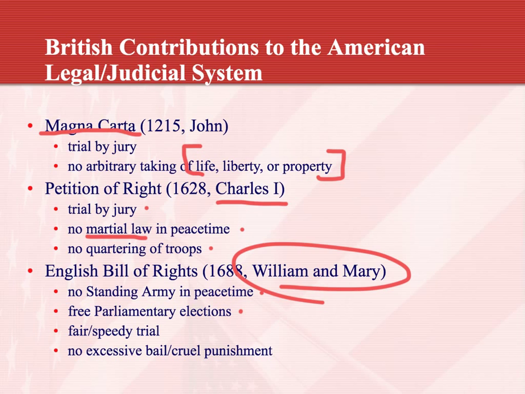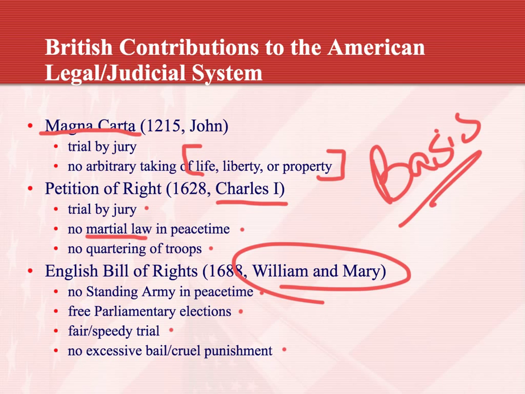Parliamentary elections, where they elect the legislature, should be free. People should be able to elect whoever they want. People have the right to a fair and speedy trial. Can't be held in jail for a long period of time. And there's going to be no excessive bail or cruel punishment. Now, taken all together, you can see that this is the basis that provides us with some of our basic rights here in the United States.